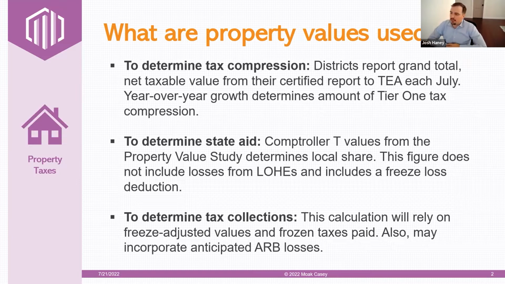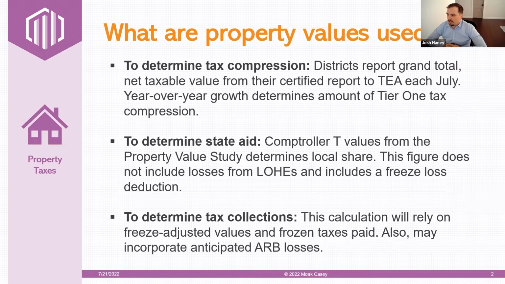tier 1 rate compression. Your local property values are also used to determine the state values. Your CAD submits that to the controller's office. The controller's office does some calculations, looks at certain bits of information, and then calculates the state certified property values. Those, of course, then get folded into the school finance system to determine your local share and your state aid, or your recapture amount if you're a Chapter 49 district.